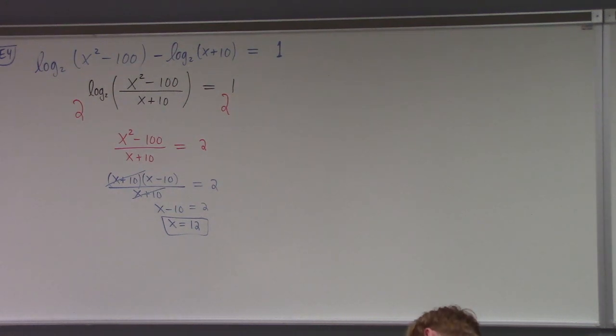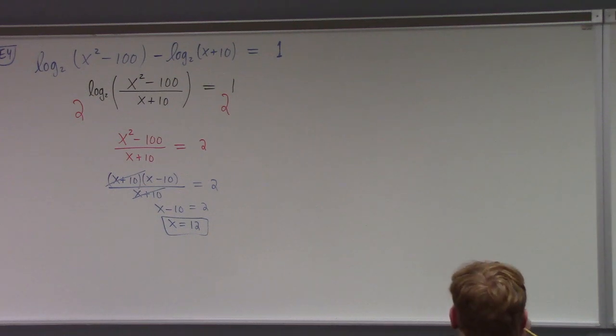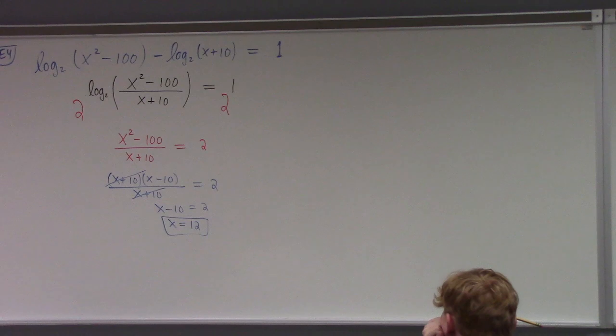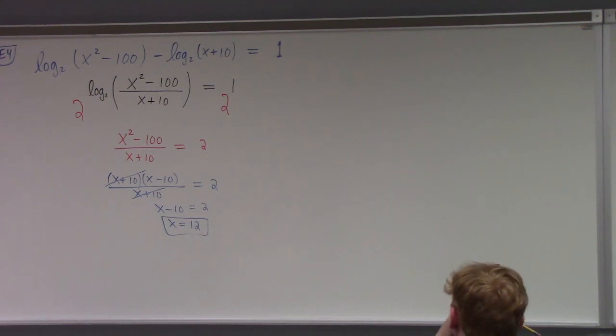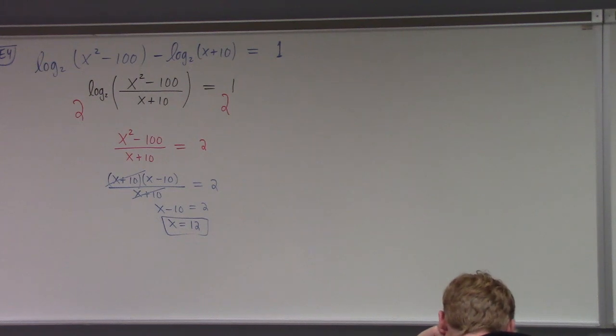If you think about it logically, we've got a log base 2 of x plus 10. When is canceling x plus 10 not allowed? It's when x plus 10 is 0. But when x plus 10 is 0, the original equation is not defined either. So we're not missing anything by doing that. So x equals 12 is allegedly the solution. Now we should check.